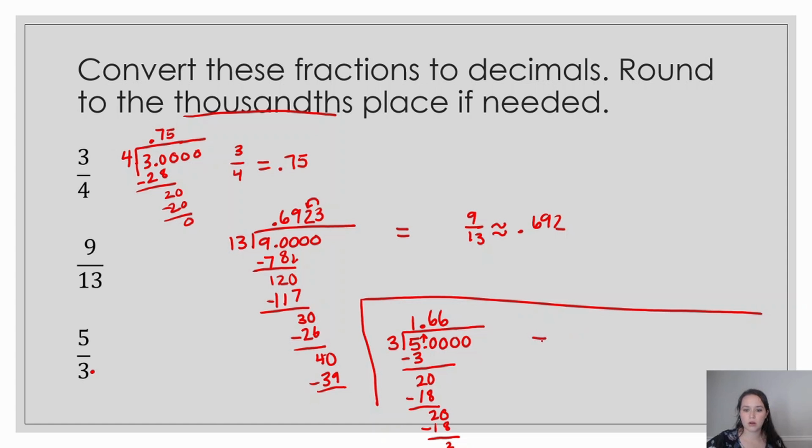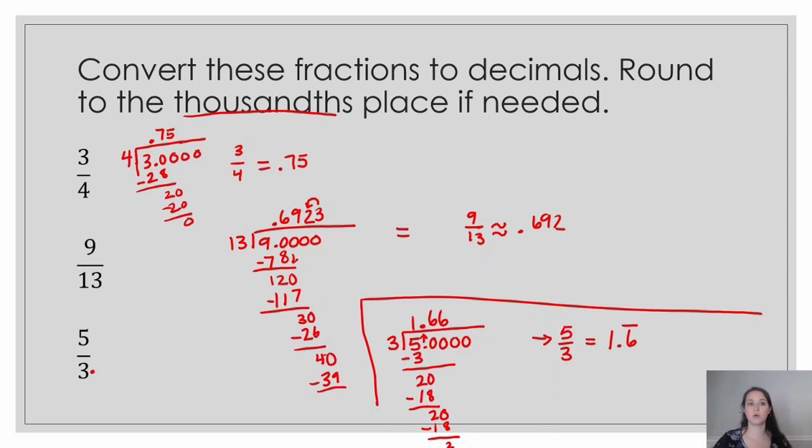So we're going to go ahead over here and say that 5 over 3, let me put an arrow, equals 1.6 repeating, because you're going to get trapped into that 20 minus 18 is 2. Bring down a 0. It's 20 minus 18 is 2. It's going to go on forever. So that's called a repeating decimal.